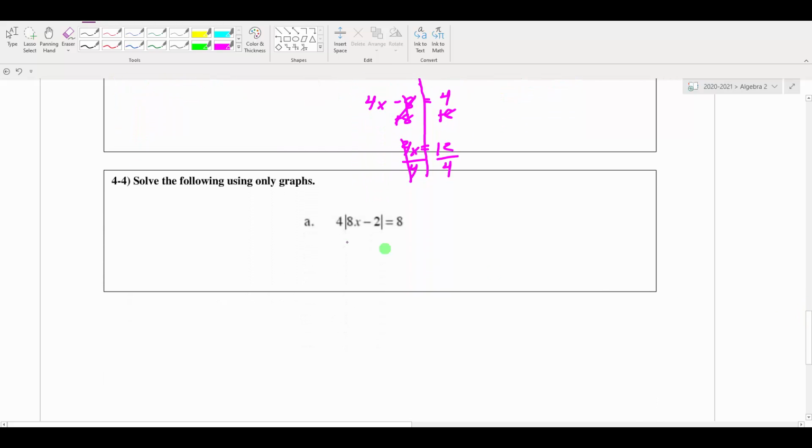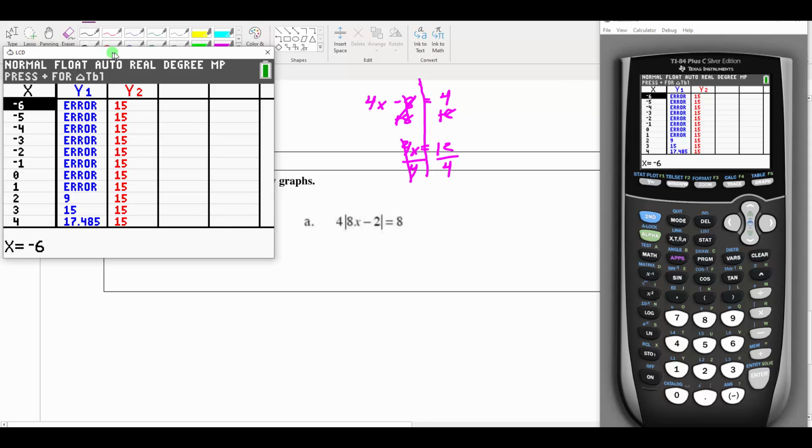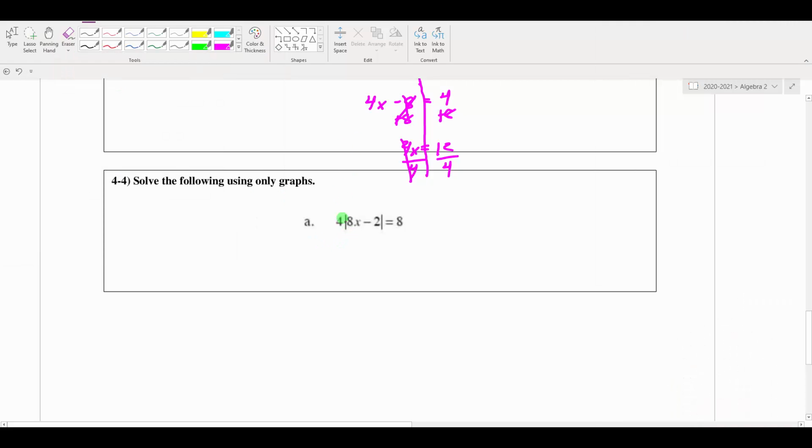All right, let's do one more. This one we're only going to do with a graph, just to make sure we got that graphing method down. All right, so let me pull up my screen. Now remember, the way that we do this, we take the left-hand side here, I'm going to make that y1. We take the right-hand side, and we're going to make that y2.